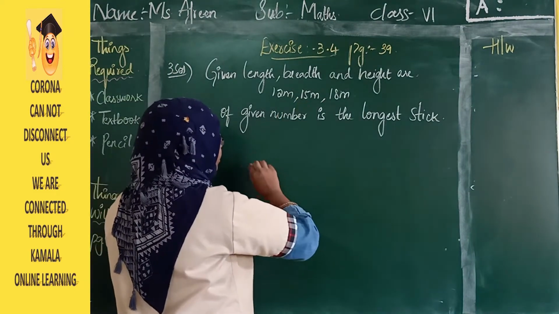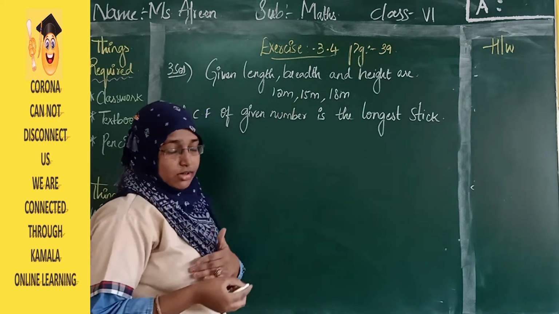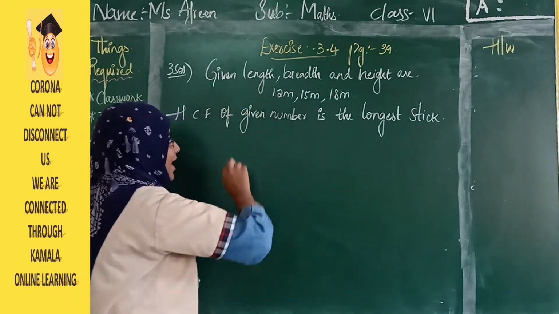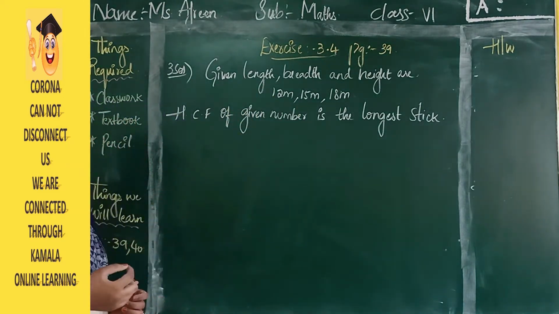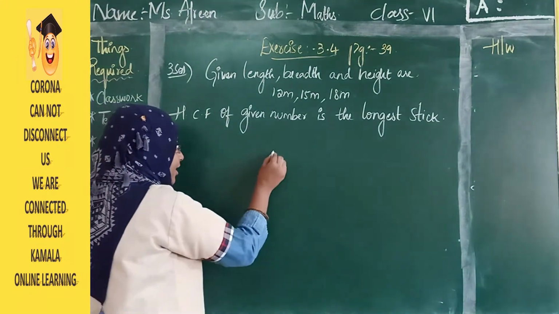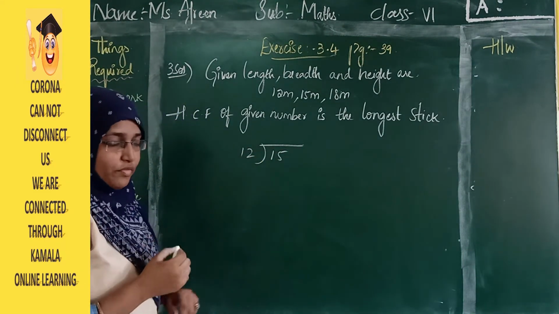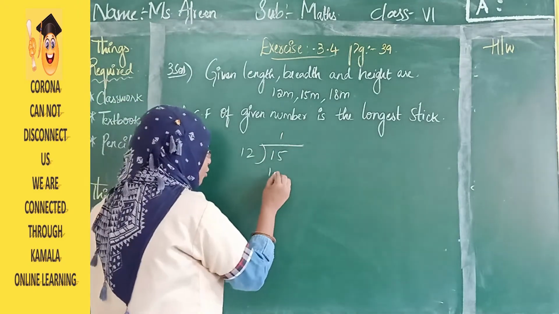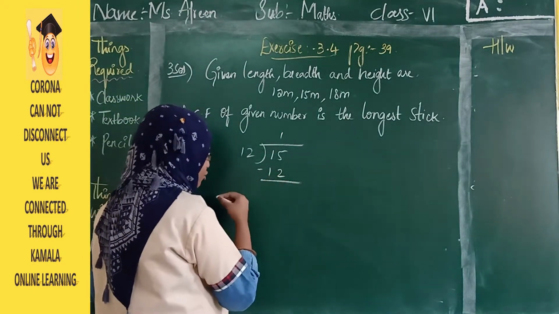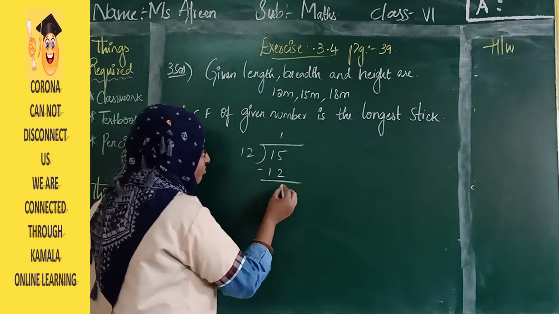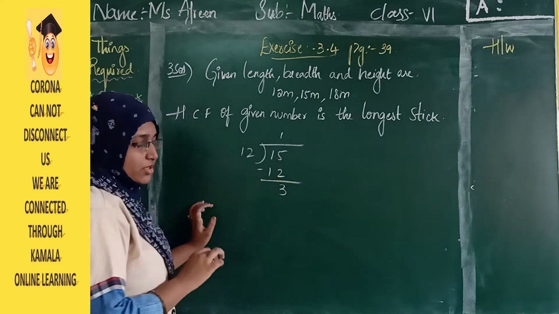Now for HCF, we use division. This is the continuous division method. So firstly, we will take the first two values. Among these, the larger is 15 and the smaller is 12. So we will divide 15 by 12. So we know 12 ones are 12, 12 twos are 24. We have 15, so 12 ones are 12. 15 minus 12, 5 minus 2 is 3, 1 minus 1 is 0.